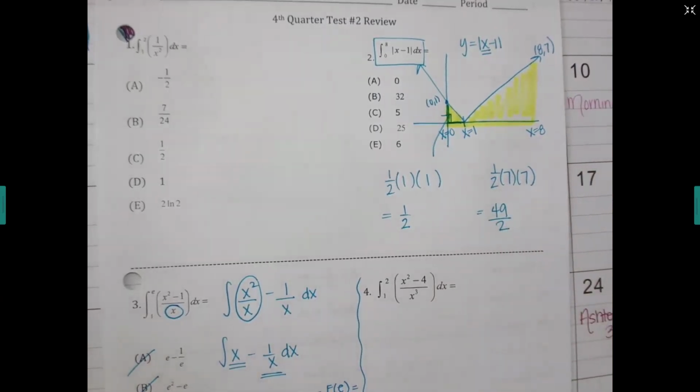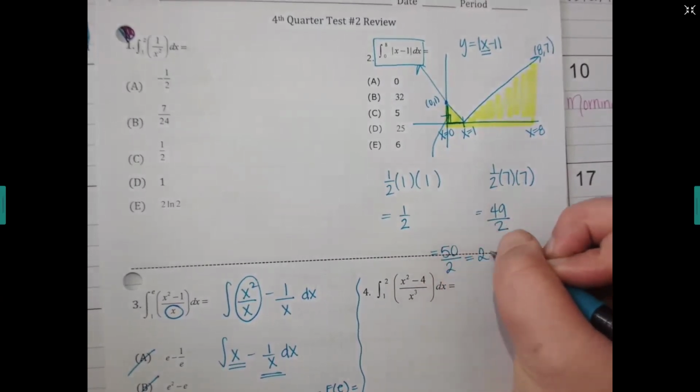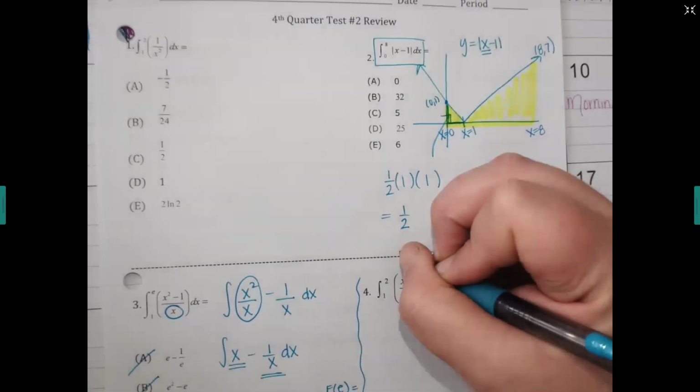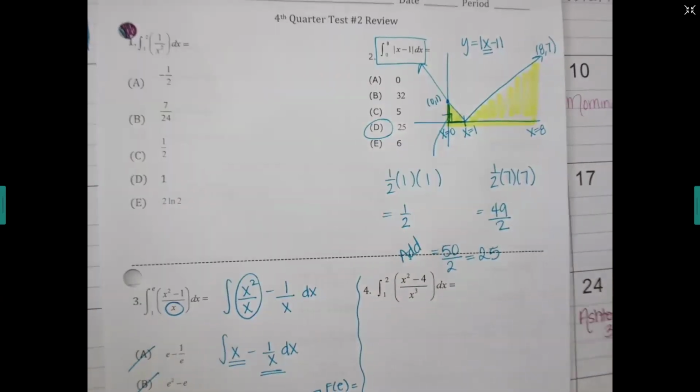And then I would take those two areas, add them together. What's 1/2 plus 49 halves? 50 halves, or 50 over 2, which is the same as 25. So it'd be answer D. Make sense? All right, turn the page.